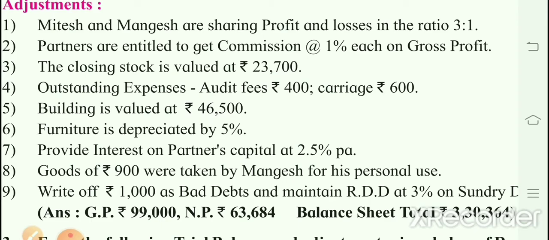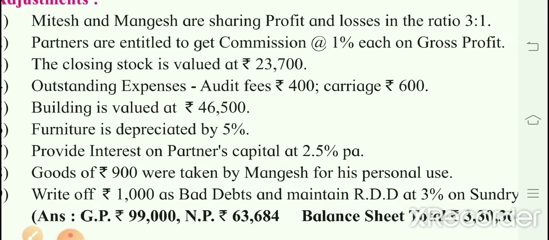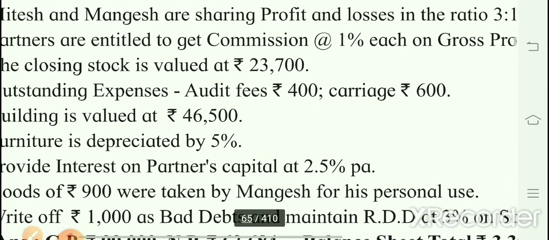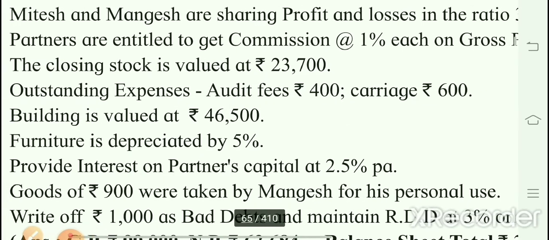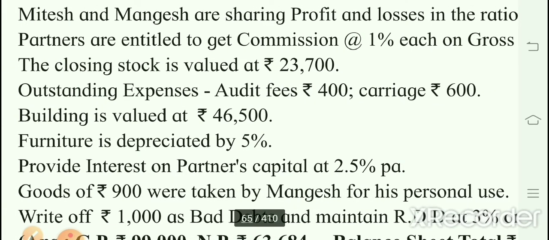Fourth adjustment. Outstanding expenses. Audit fees rupees 400. Carriage rupees 600. All of you know the effect. Outstanding expenses. See audit fees. On the debit side of the profit and loss account, we have written audit fees of rupees 1,800. To that add outstanding rupees 400. In the outer column the amount will be 2,200. Its second effect will be written on the liabilities side.